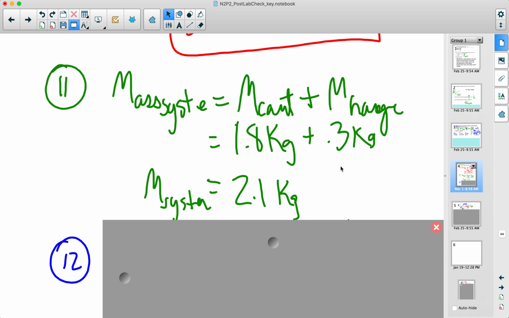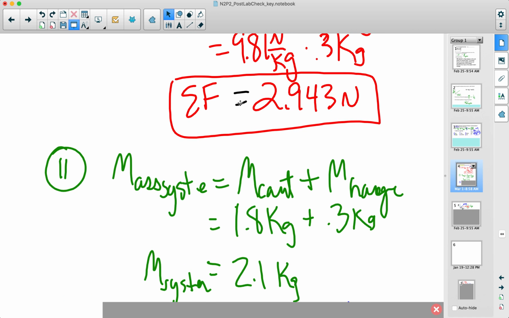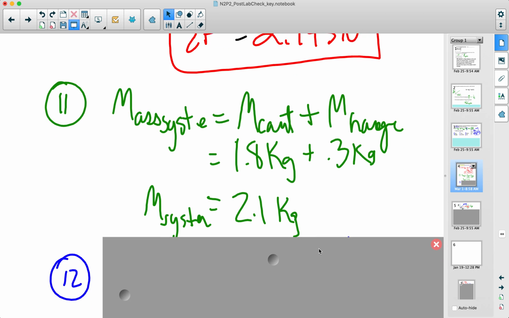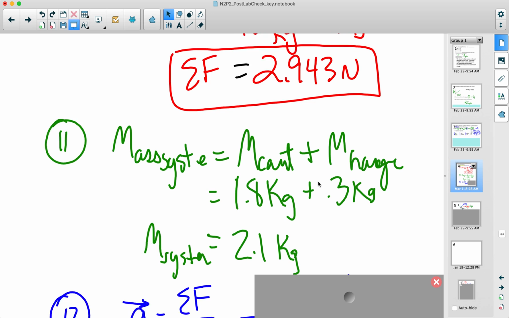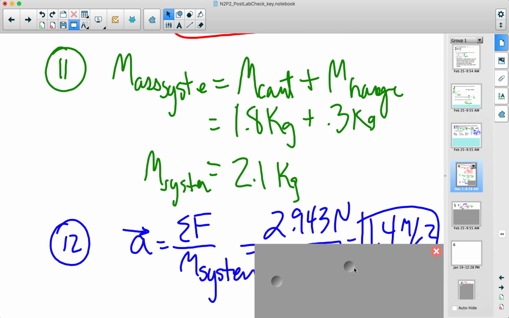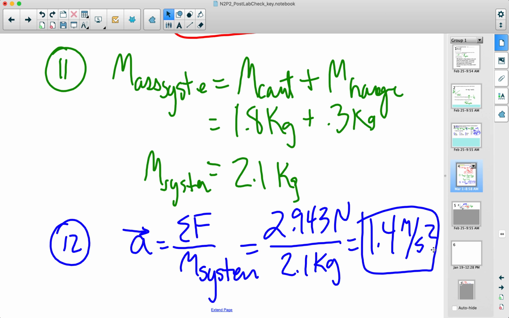Lastly, we want to find an acceleration. Using Newton's second law, if we know the net force and the mass, we can find the acceleration. So we start by writing Newton's second law: acceleration equals net force divided by the mass of the system. We replace the net force with our 2.943 newtons. We divide it by the mass of our system, 2.1 kilograms, and 2.943 divided by 2.1 is 1.4 meters per second squared. Again, these weren't on your paper, but you could probably add them below, there's empty space at the bottom of it too, because this somehow got chopped off when I photocopied.